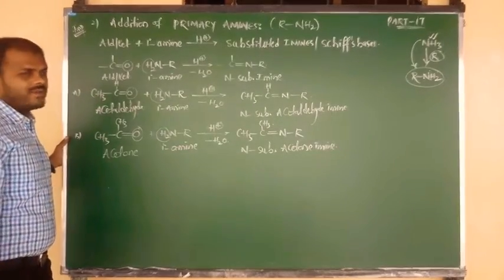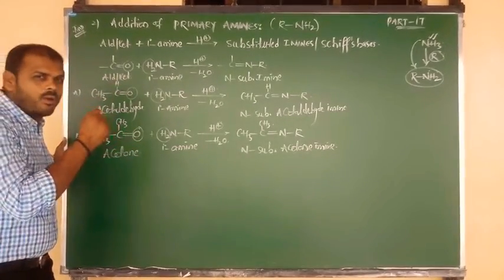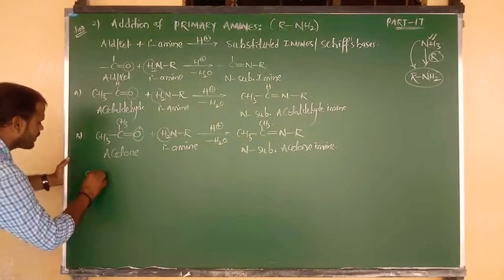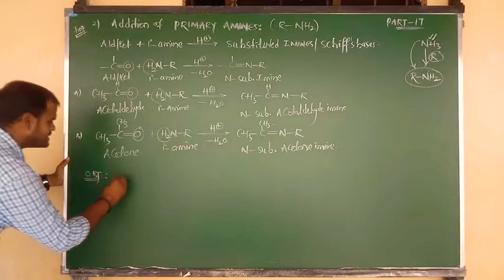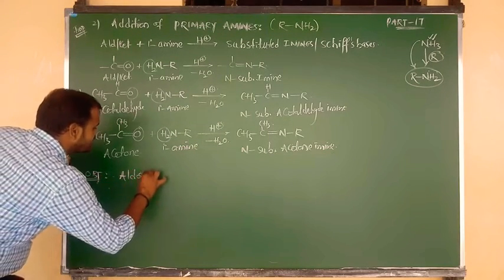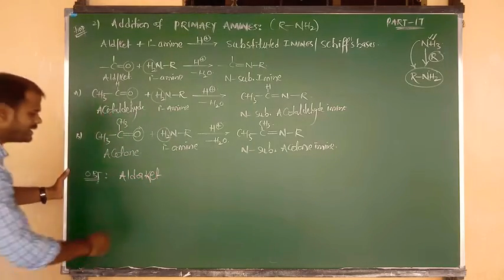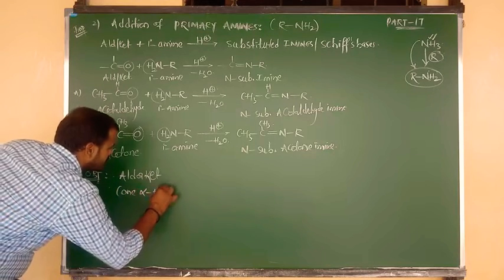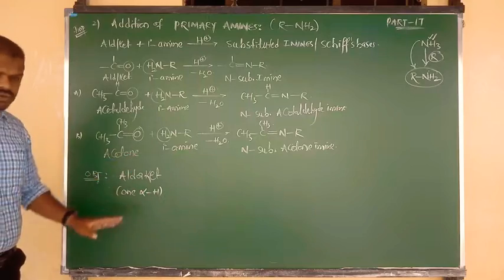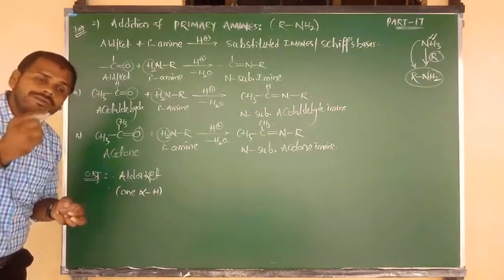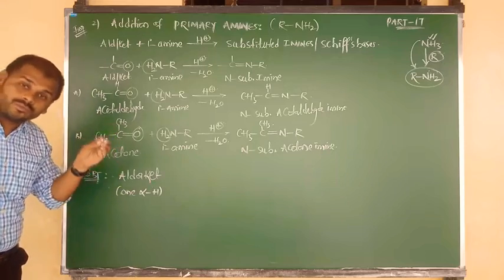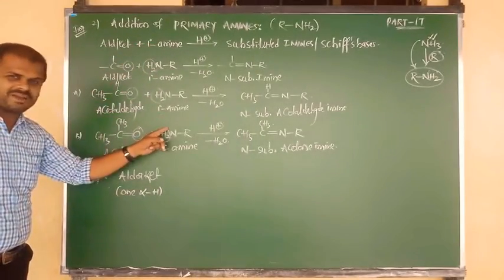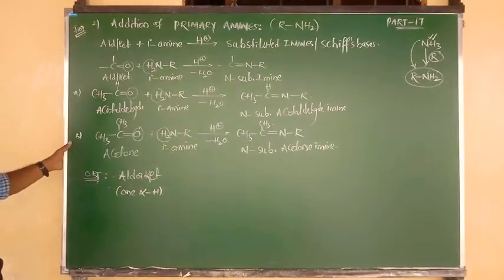Next one, listen carefully. Regarding this topic, I want to say one more important topic for the objective point of view. Again I am going to take aldehydes and ketones, but the condition is they should contain at least one alpha hydrogen. Once again, aldehydes and ketones having at least one alpha hydrogen atom undergo reaction with secondary amines. This is the addition of primary amine, beta. Addition of secondary amine is important for the objective point of view.